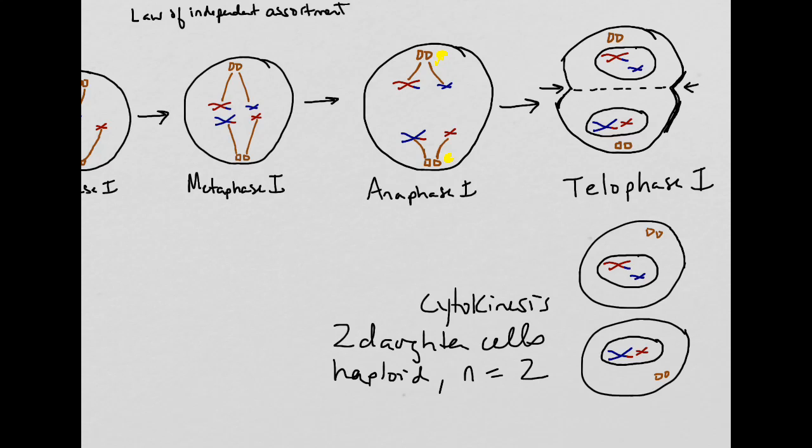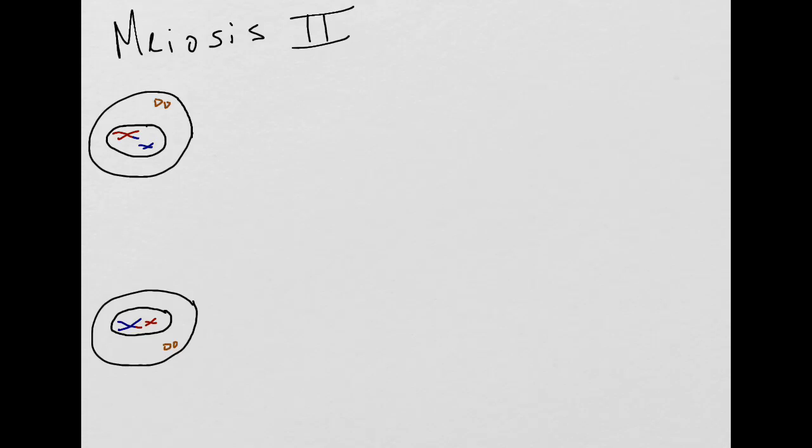But look at the chromosomes. They are still in a duplicated state. So they are not ready to go and be joined up with other chromosomes to make a zygote. We still have to split up those sister chromatids to make it the right form to be an egg or sperm. Okay. So we're going to go on to meiosis 2.